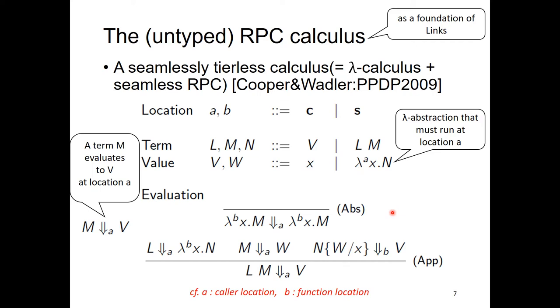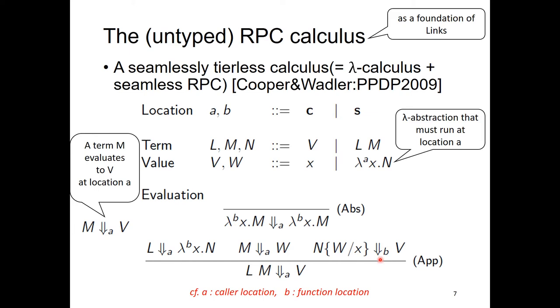The RPC feature is described by the small-step semantics. When you evaluate a lambda application at location A, you evaluate the functional term L at the same location A into a lambda abstraction with location annotation B. You also evaluate an argument M to a value W at the same location. And then finally, you do beta reduction at the location B, not A.